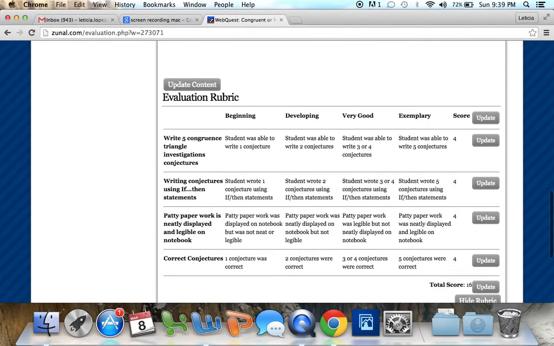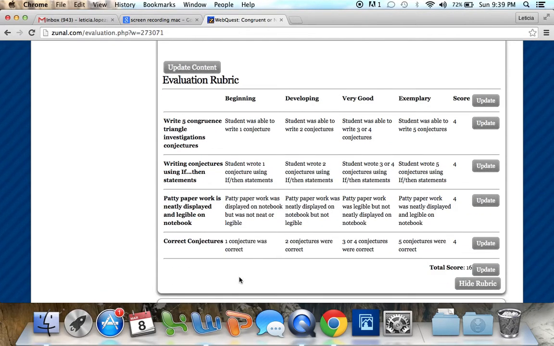Here's the evaluation rubric, how I will be grading you. For each category here, it's 4 points for a total of 16 points. I will be looking to see that you can correctly write 5 congruence triangle investigation conjectures. They must be if-then statements, and they must be neatly displayed and legible in your notebook, as well as mathematically correct.